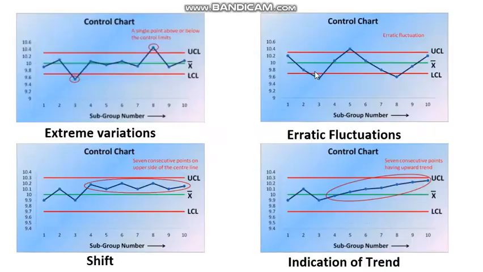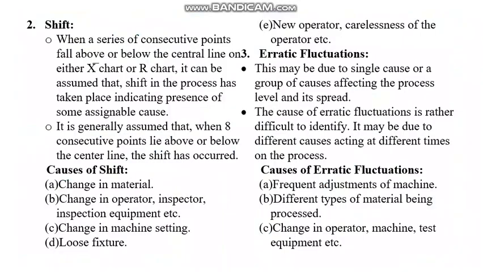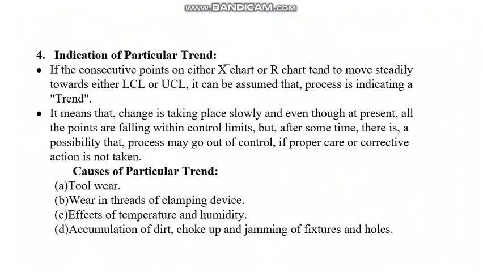See, erratic fluctuations means, how is it? Like this: some point suddenly falls outside the control limit, then on the other side it falls, then on this side it falls. If the chart is giving such kind of fluctuations, that is erratic fluctuations.